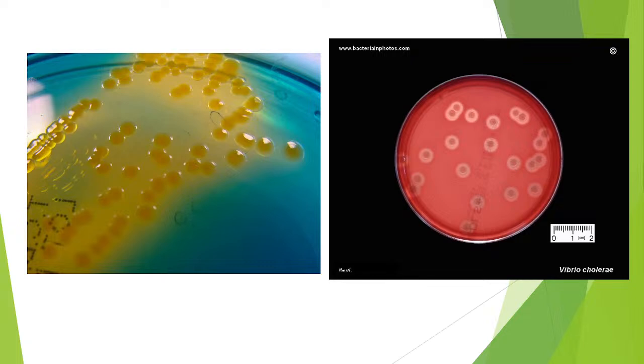It is a slightly translucent colony, unlike E. coli, which grows as an opaque colony. Sometimes it can cause partial hemolysis on blood agar, particularly the El Tor biotype. The El Tor biotype can cause partial hemolysis, these kind of colonies on blood agar.